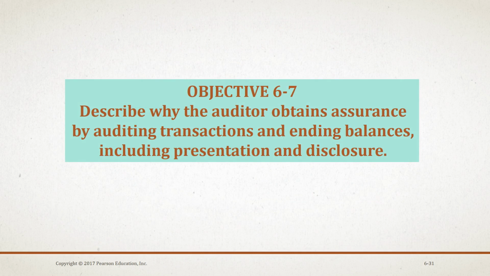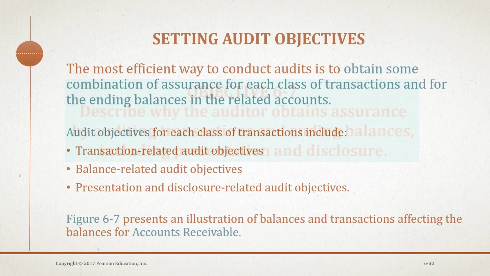Looking at the next objective, 6.7, describe why the auditor obtains assurance by auditing transaction and ending balances, including presentation and disclosure. The most efficient way to conduct audits is to obtain some combination of assurance for each class of transactions and for the ending balances and related accounts.